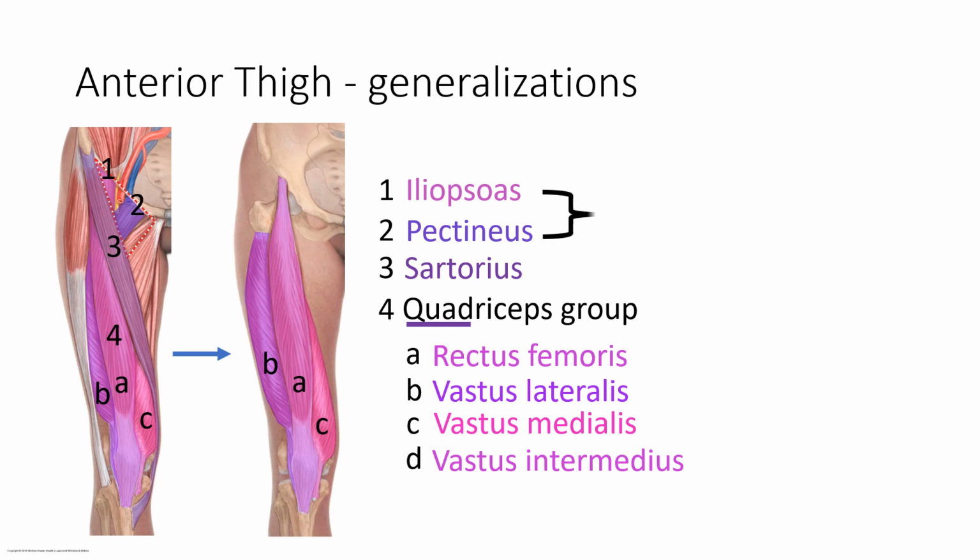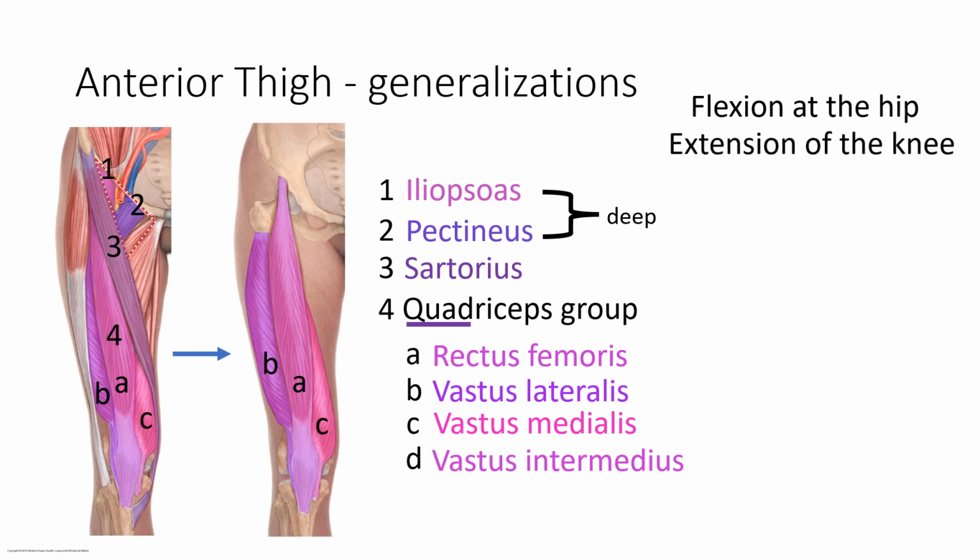First of all, our iliopsoas and our pectineus muscles can be found pretty deep in this anterior thigh compartment. Also, if we're going to generalize the actions of these muscles, in general, they perform flexion at the hip and extension at the knee. Just remember, a muscle can only perform an action at a joint that it crosses. So for example, our pectineus muscle is only attached up here superiorly, and it does not cross the knee joint at all. In that case, we know that it will do flexion at the hip, but not extension of the knee. So keep that in mind.